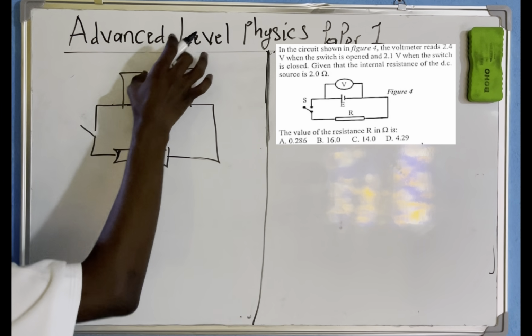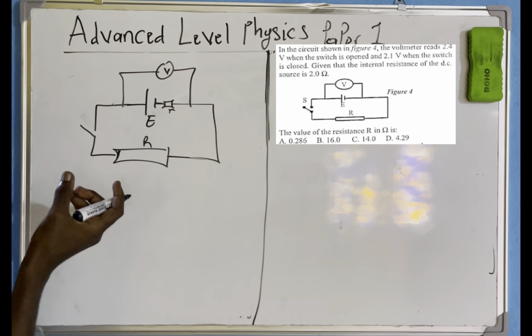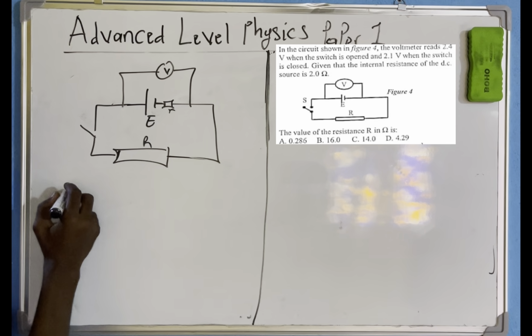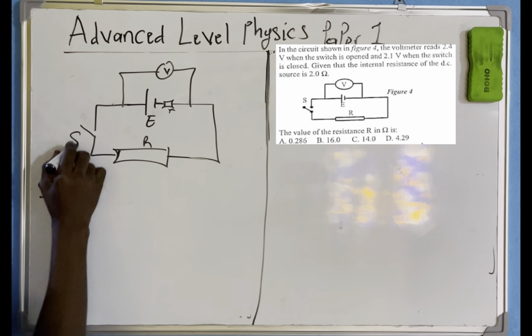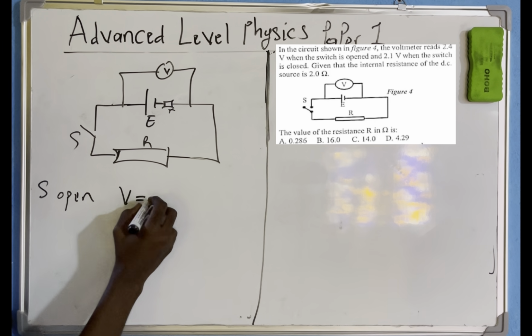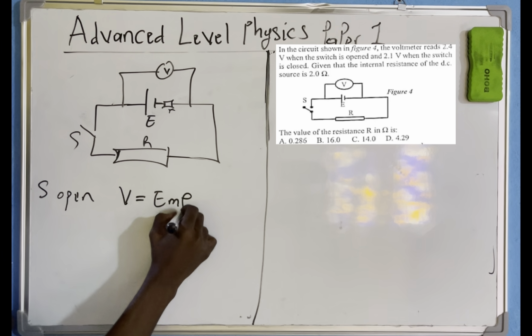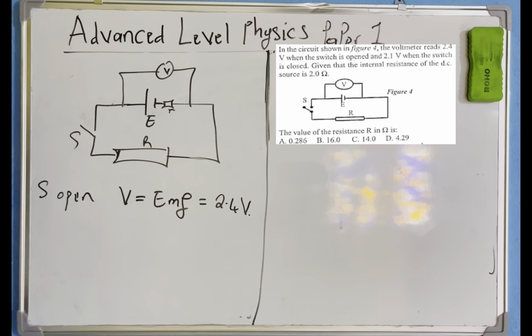It means that the voltmeter is measuring the EMF of the battery. When no current is flowing, the voltmeter is measuring the EMF. When S is open, the voltage there is the EMF of the battery, which is given as 2.4 volts. So be careful. It's like when you're in practical, you take your multimeter and measure the voltage across the battery. You're measuring the EMF of the battery.